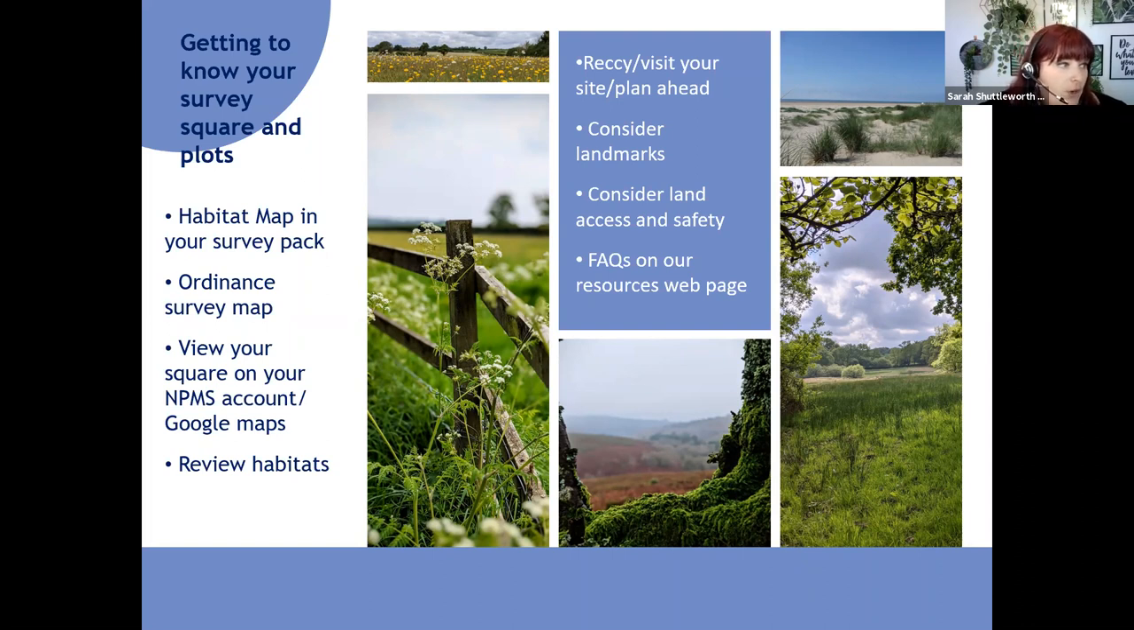However, if you are following footpaths or lanes and using your OS map, then you can start to get a picture of what your square is like and who might own parts of it, for example. What's the access like, and where are the NPMS habitats, or how far do they extend to?